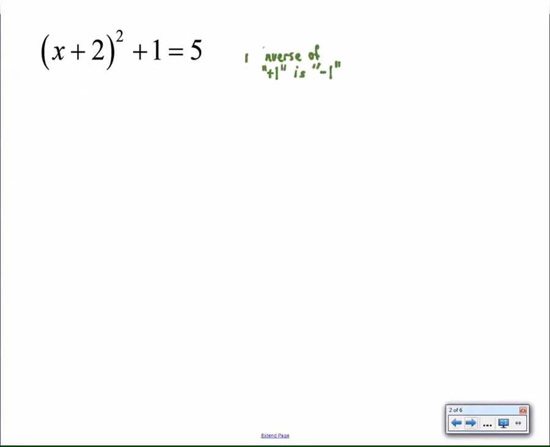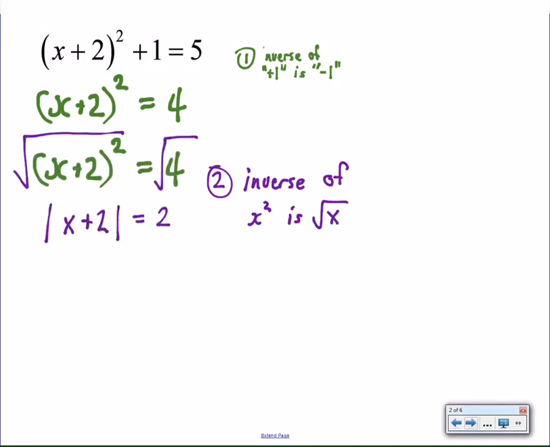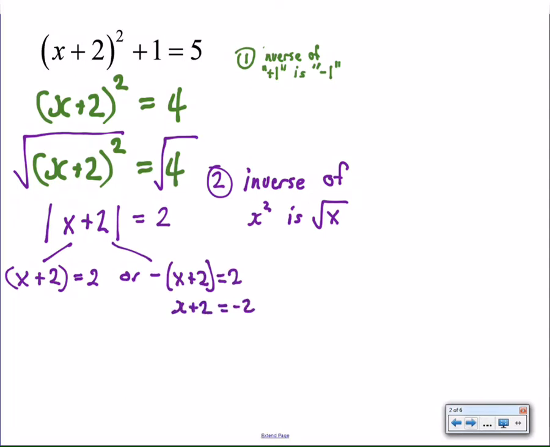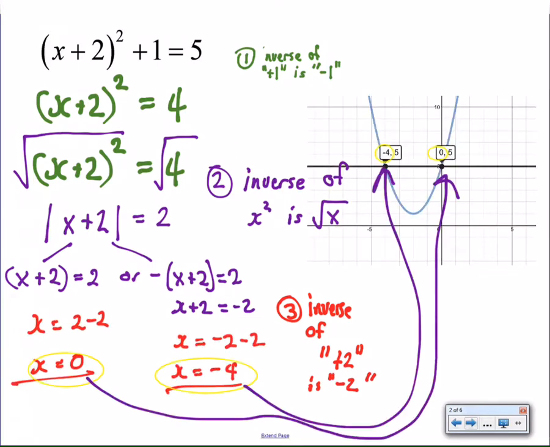So the inverse of add 1 is subtract 1, so I subtract 1 from both sides. The inverse of square, because I'm going to get rid of that, is square root, so I square root both sides. Don't forget absolute value, and then the inverse of absolute value is positive or negative. And then right down in here, we're going to inverse add 2 in both cases to get my final solutions. So that's how we solve using inverses.